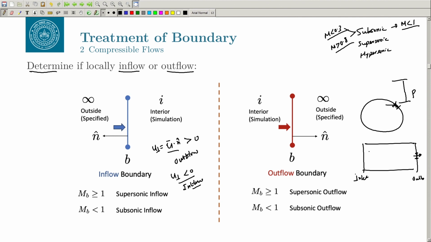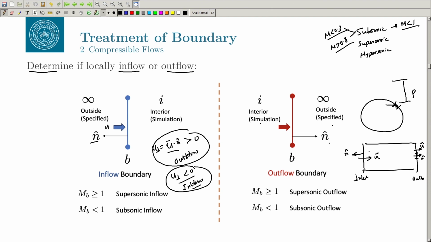Why? Because the normal is always outward. So, this is a normal and this is u. When you say u dot n, if it is negative, then it is inflow. When it is out, u is also going out here and n is also out here, so u dot n is outflow. You can see the diagram here, this is your n and this is your u. So, this is your inflow because u dot n is negative, and here u dot n is positive. This is interior and this is outside.